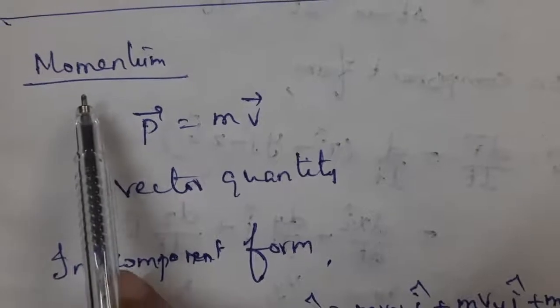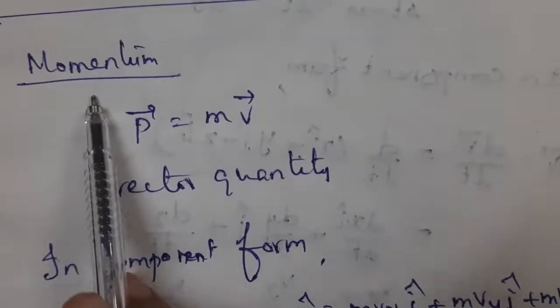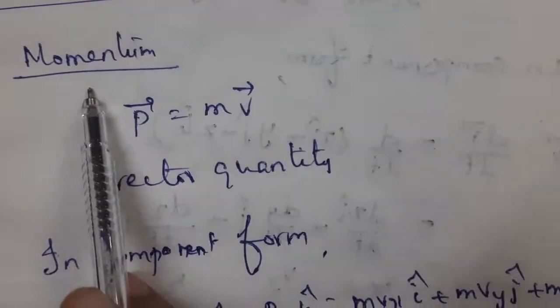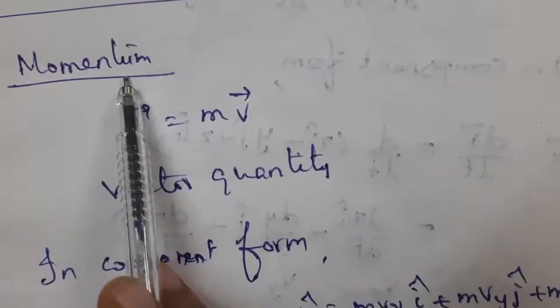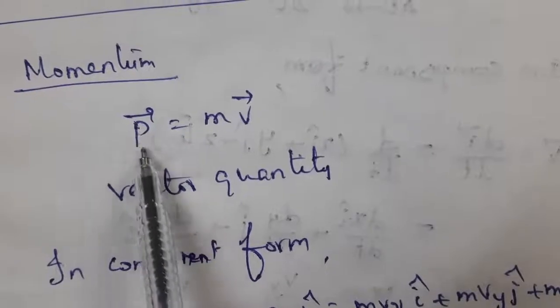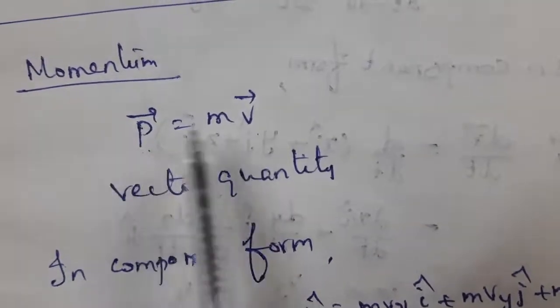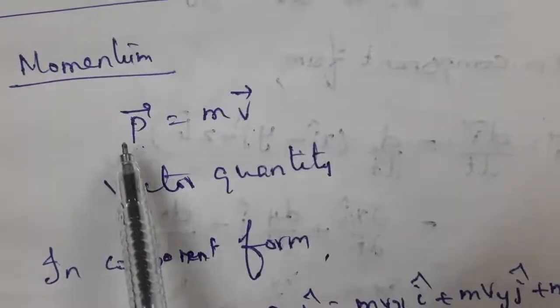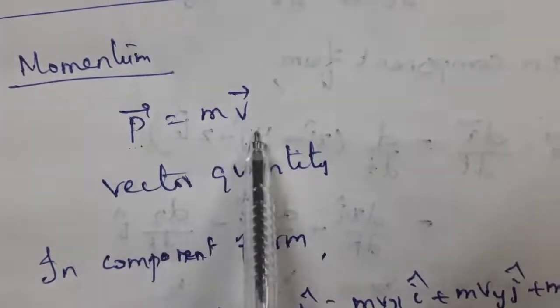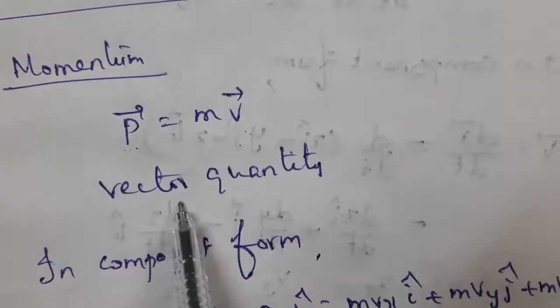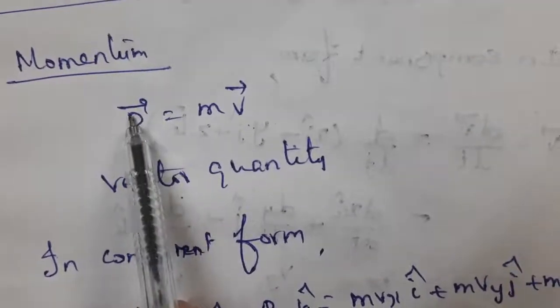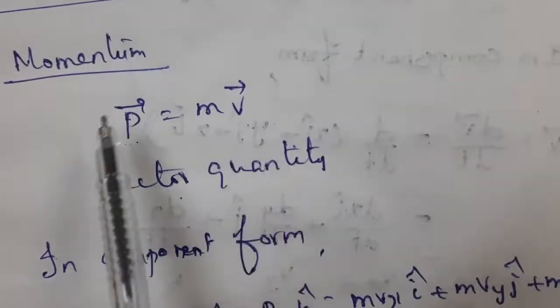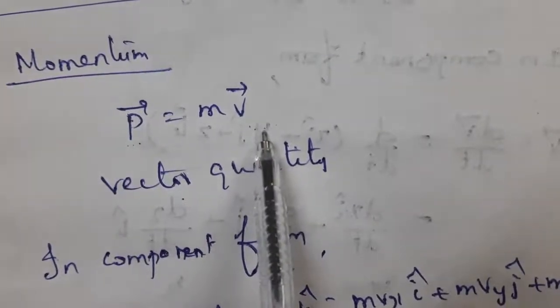Next one, momentum. This also you have heard in the lower classes. Momentum, or simply we can say linear momentum, is defined as the product of mass and velocity, isn't it? P vector equals m into v. It's denoted by P vector equals m into v. This is also a vector quantity. So, the direction of the momentum is in the direction of velocity.